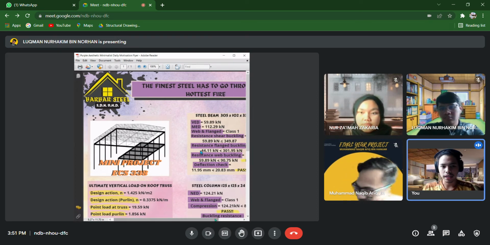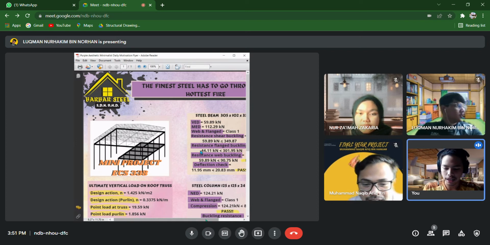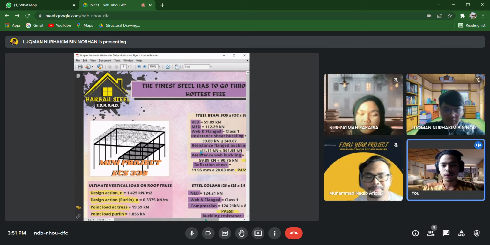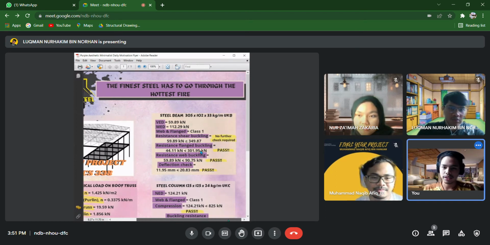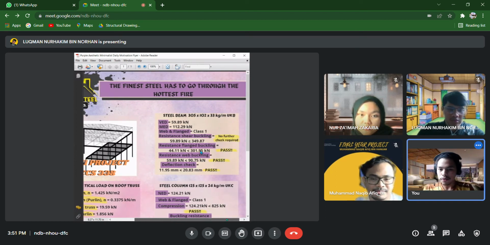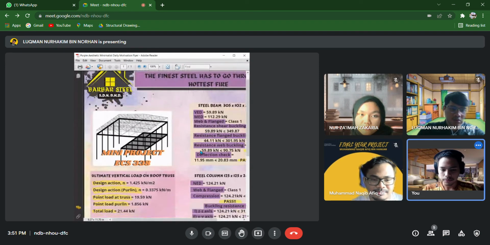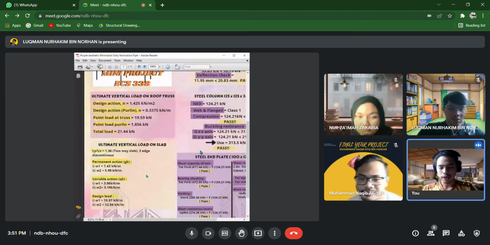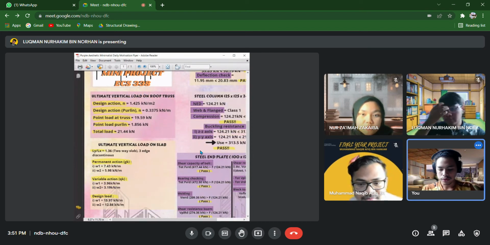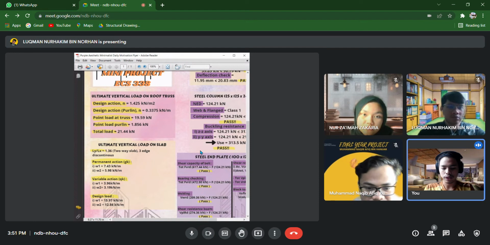My group from BARBAR Steel Sendirian Berhad will be explaining the manual calculation, the steel design that we get from the manual calculation. The motto of our group is: the finest steel has to go through the hottest fire. From the question given, our group chose case 2. The following data is also included in our design, which is given in the question.